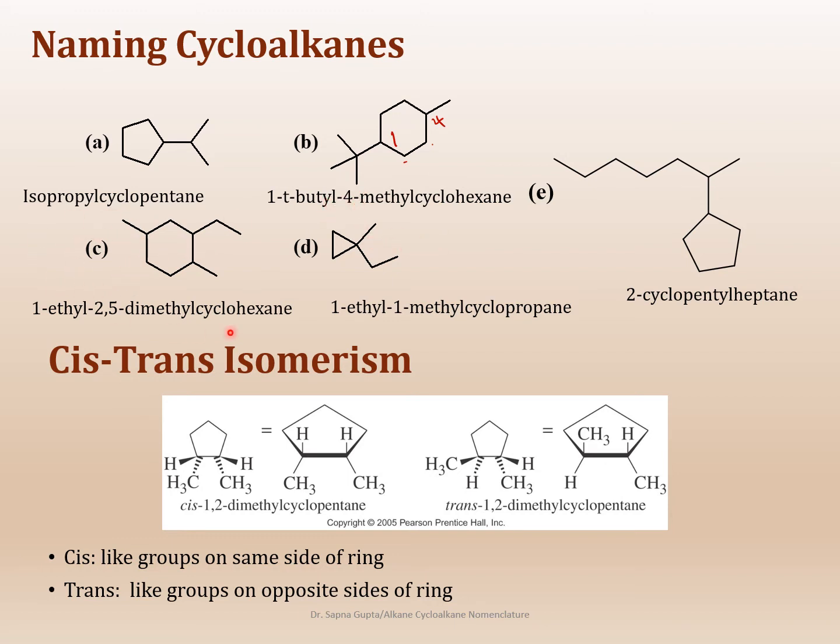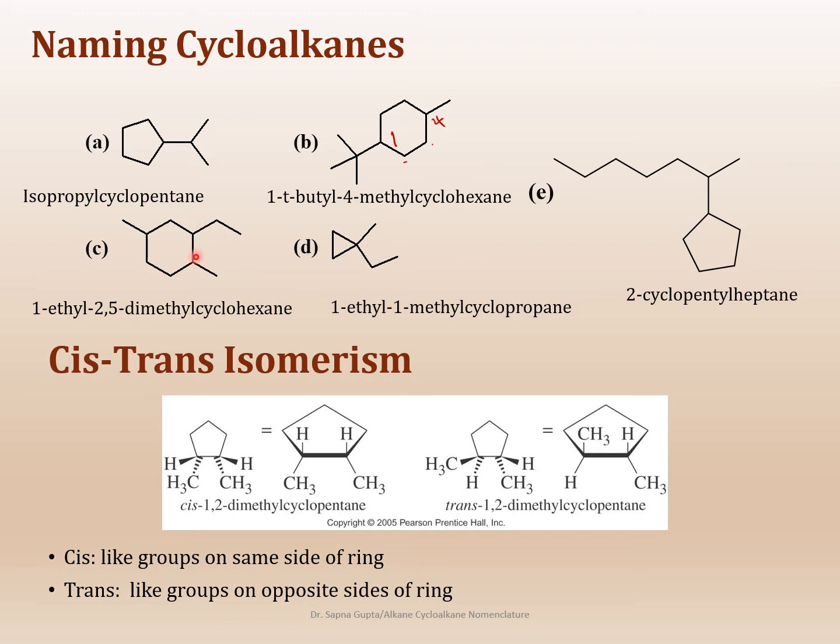Let's look at C over here, and in case of C, you have 3 substituents. So where do you start the numbering? Your numbering is going to start at the ethyl group because ethyl is alphabetically lower. Once you have decided that this is the alphabetically lower, now you just have to make sure you number in such a way that all the substituents get a lower number.